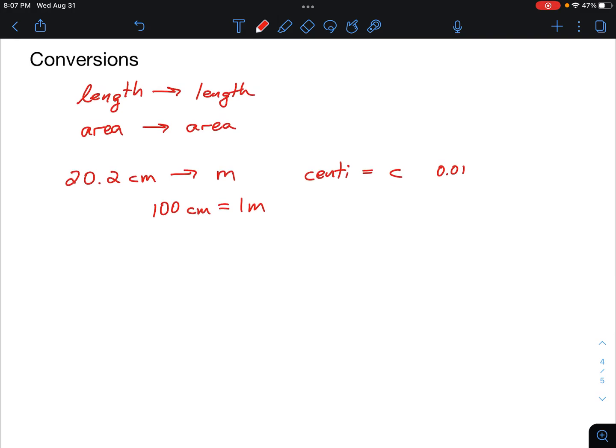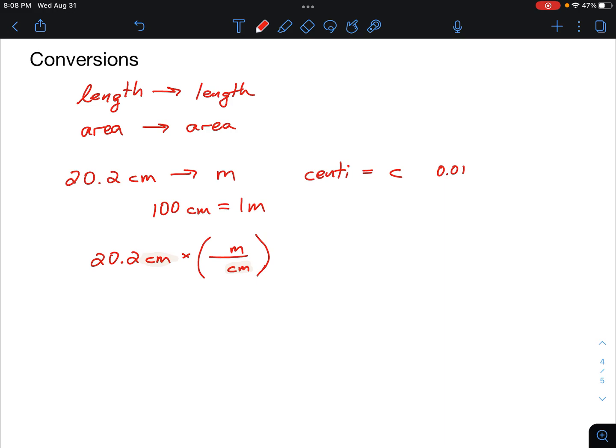So with all of these conversion factors, this is how you need to set the problem up. You start by writing down what was given. So 20.2 centimeters was given. And then I want to multiply this by a conversion factor. So write out a parentheses with a horizontal line. Then in this parentheses, we want to put centimeters in the denominator and meters in the numerator. That way my centimeters are going to cancel, okay?